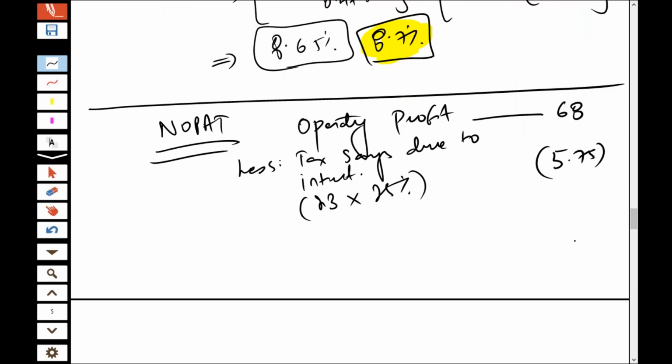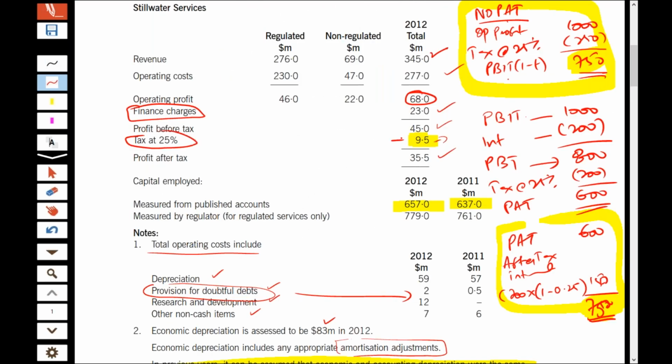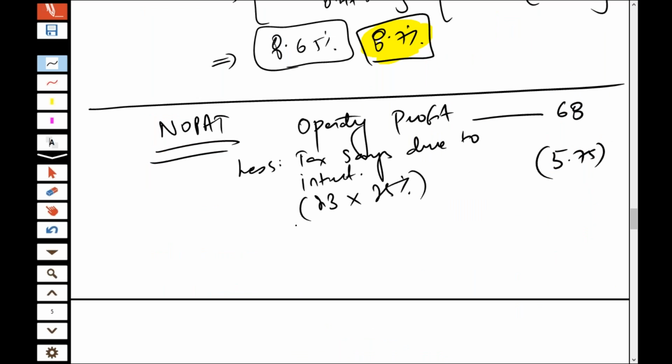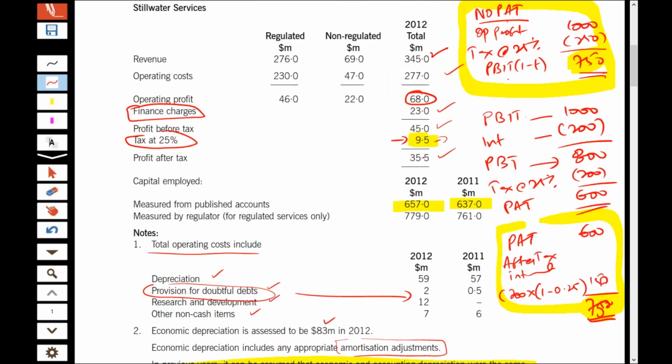The next thing is we have got the taxation. Here it's 9.5, but you would only deduct the tax paid, which is 9. Why? Because 9.5 includes 0.5, which is a non-tax, non-cash expense.